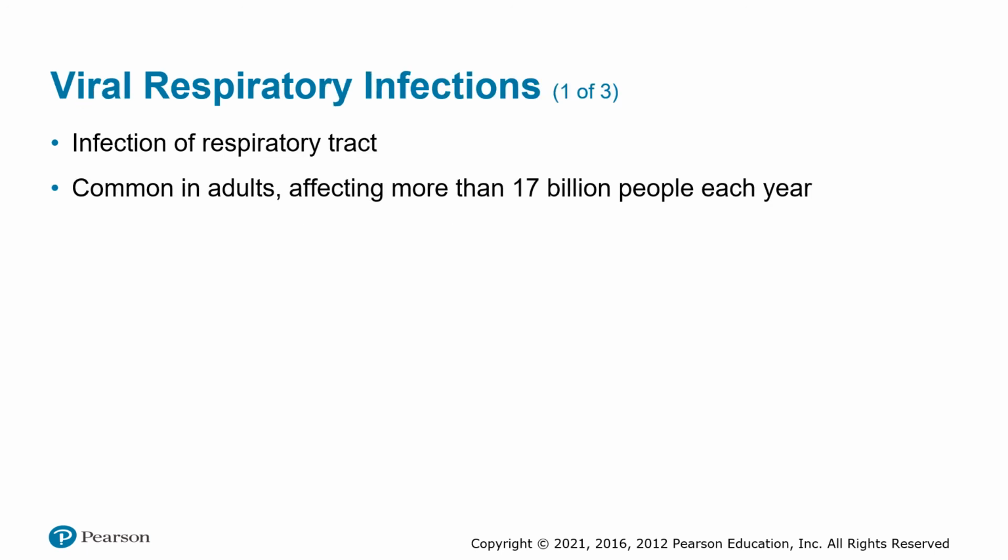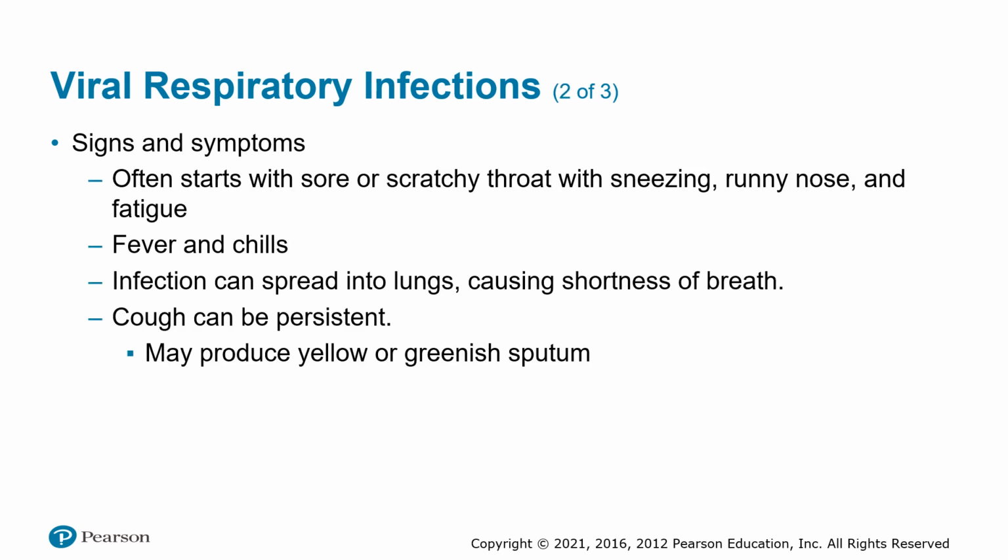Viral respiratory infections. So it's an infection of the respiratory tract. It's common in adults, and it includes the flu, COVID, pneumonia, all those things. It often starts as a scratchy throat with sneezing, runny nose, and fatigue. They can get fever and chills. The infection can spread into the lungs and cause shortness of breath. That cough may be persistent, and it may produce a yellow or greenish sputum. If it does, that typically means that it is a viral infection.